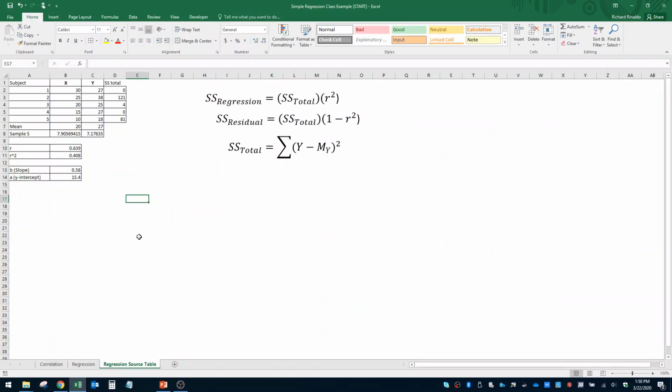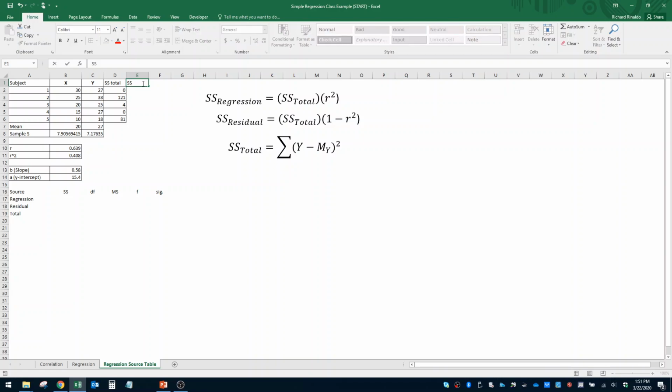So to get to the calculation, I'm going to create my source table. So source, sum of squares, degrees of freedom, mean square, F, and significance. We have regression, what's explained, the residual, and the total. We're predicting the values of variable y, so that is the source of our sums of squares in our regression model. So x predicts y.